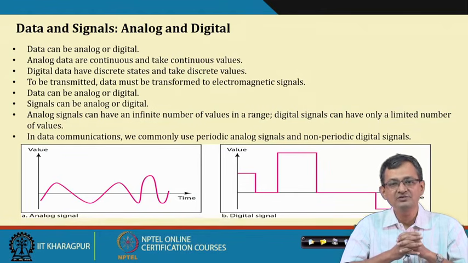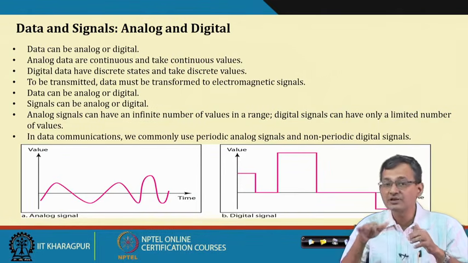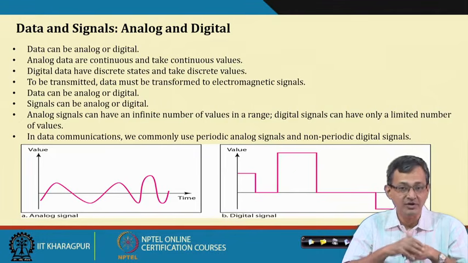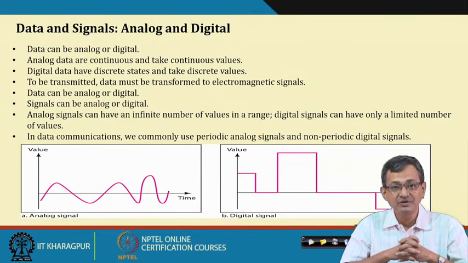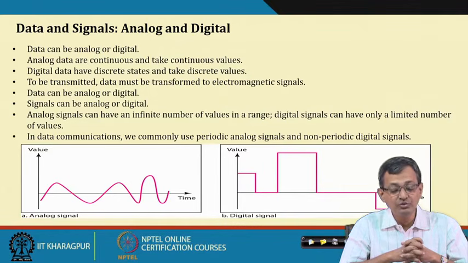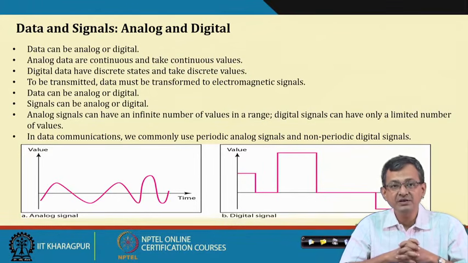Whereas, at the backbone, as we are telling, it is primarily electromagnetic waves, so data need to be converted to some signal. Data can be analog or digital. Analog data are continuous, take continuous values. Digital data, whereas, are discrete state and take discrete values, right. So, to transmit, data must be transformed to electromagnetic signals, as the media can carry that electromagnetic signal primarily.